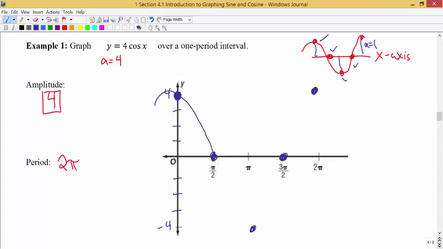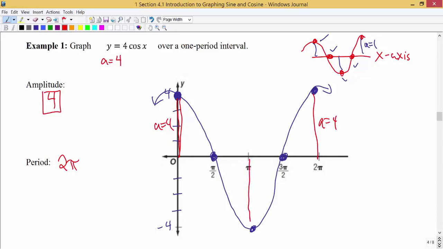So the cosine graph stretched by a factor of 4 will look like this. So notice that the distance from the middle to the top for each of those places is 4 units long. And then from the middle to the bottom of the graph to that minimum value is also now 4 units long.